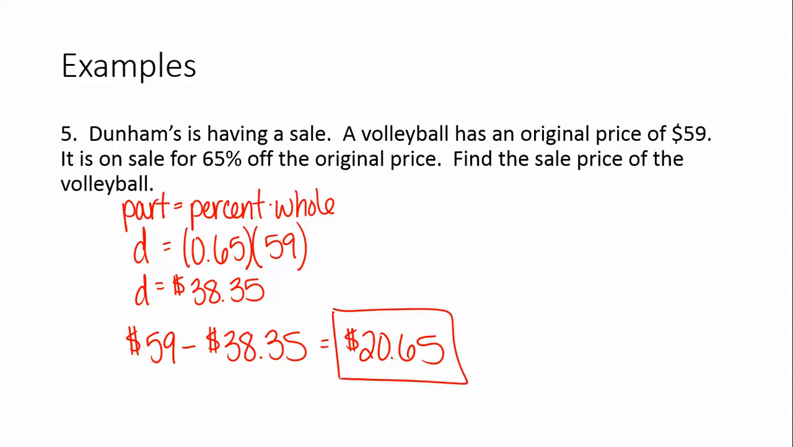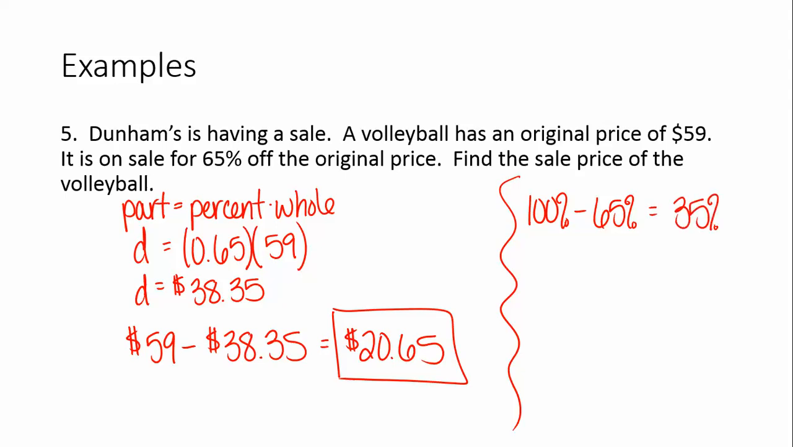And there is actually a second way that you could solve this problem. If we understand that it's 65% off, how much are you paying? So the customer would be paying 35%. If you take 100% and you subtract 65%, because that's the amount off, you get 35%. That means the customer pays 35% of the original price.